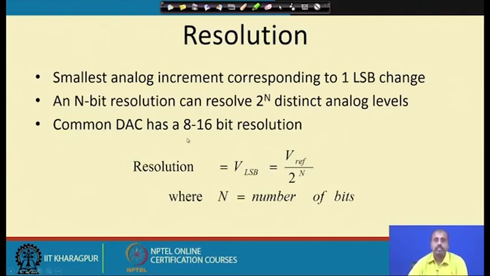Common DACs have 8 to 16 bits of resolution, because for higher resolution I have to go for more bits, and then the construction of the DAC becomes difficult. So, normal DACs go for 8 to 16 bit resolution, and depending upon the Vref, you can get the final analog voltage value by which it can change.